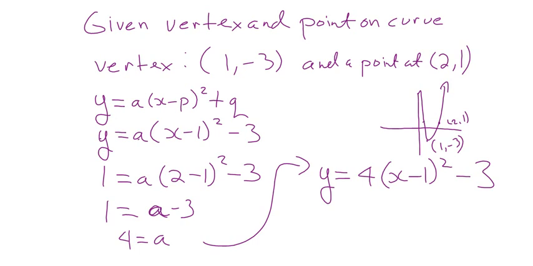So our equation is of the form y equals 4, x minus 1, quantity squared, minus 3. So what we do is we go back to here, and we fill in the value of a that we have just calculated. That gives us our equation. There is only one equation that has that point and that value.